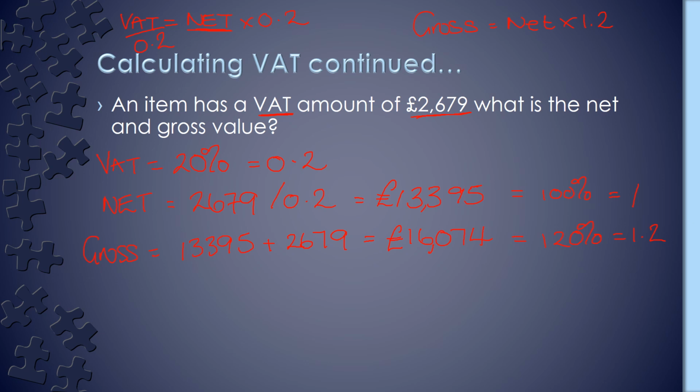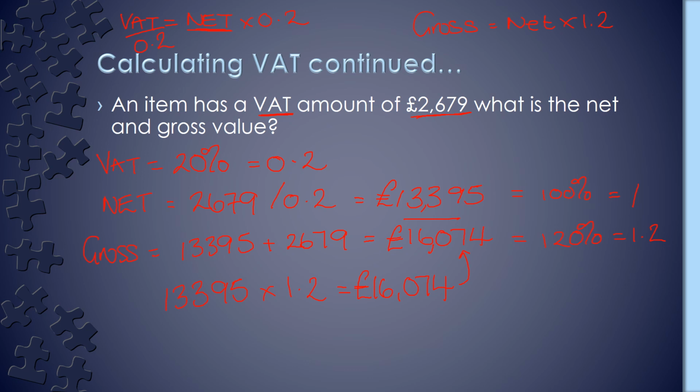So let's check our figures. If we know our net amount, 13,395, let's multiply that out by our 1.2, and that gives us 16,074, which matches the amount that we've worked out there.